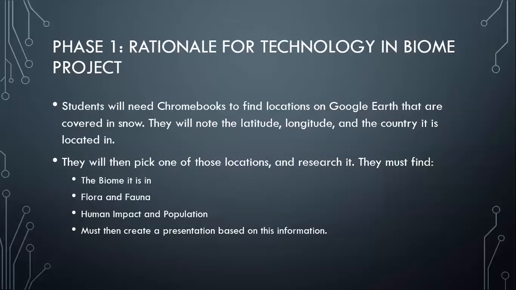Maybe it's, so let's go back to the biome. One of the biomes, if it's snowy, it's probably either a taiga or a tundra. So then, for the flora and fauna, what kind of plants and what kind of animals are you going to see in a taiga or a tundra? What's their life cycle like, things like that. Is there a human impact in this area? And if so, what does the human population look like?